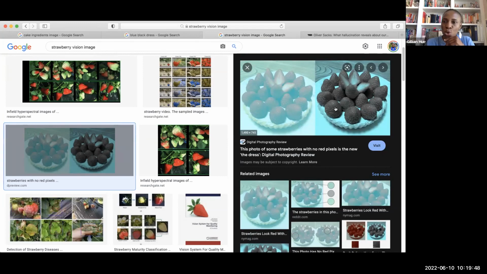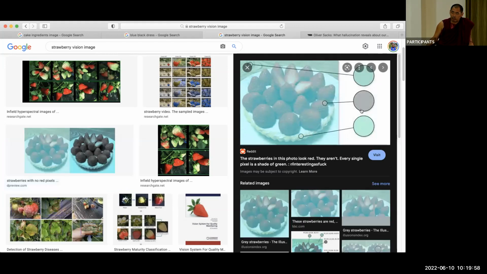But this image has no red pixels at all. There is no red in this image. So if you look at the image here, this is gray, this is green, but we still think it's red. Our brain's ability to conceive of color is influenced by our past experiences and integrating information from many different sites.